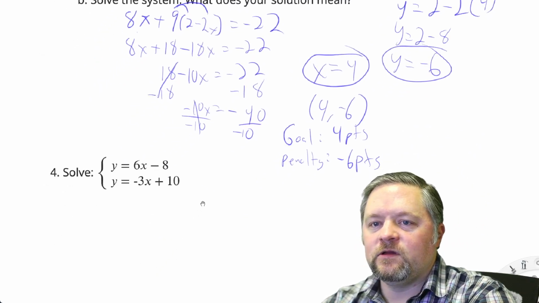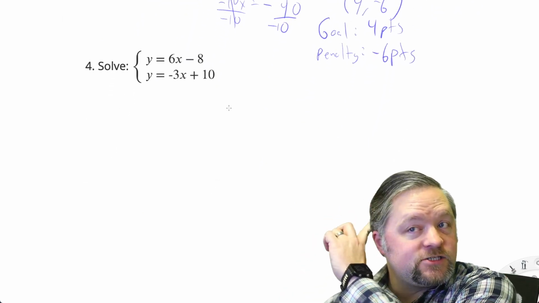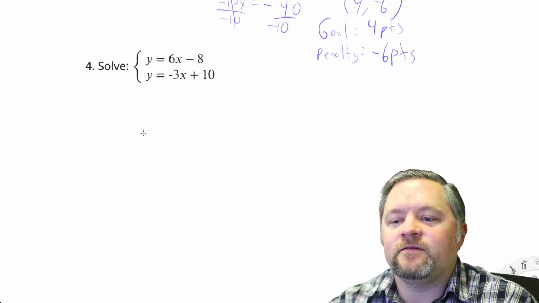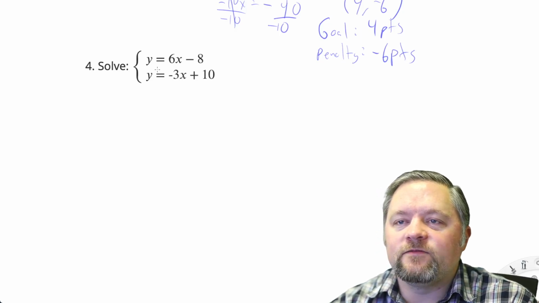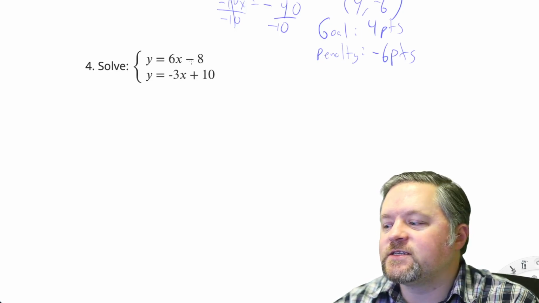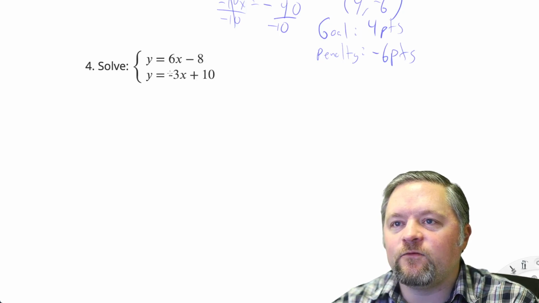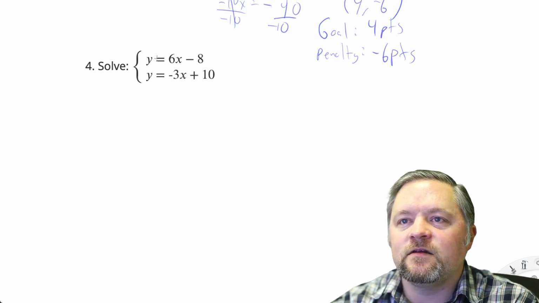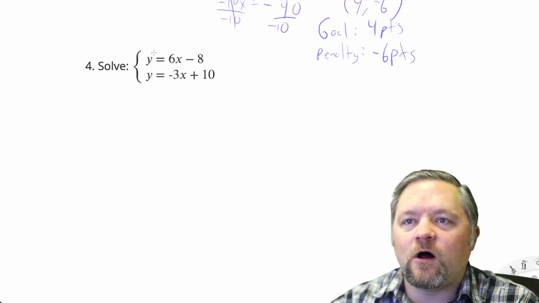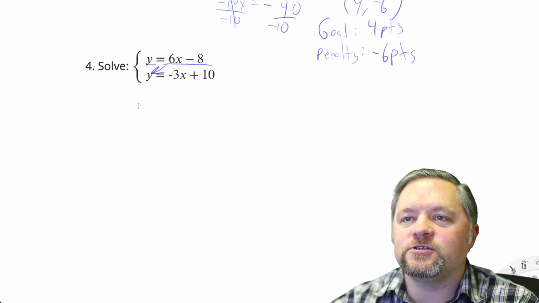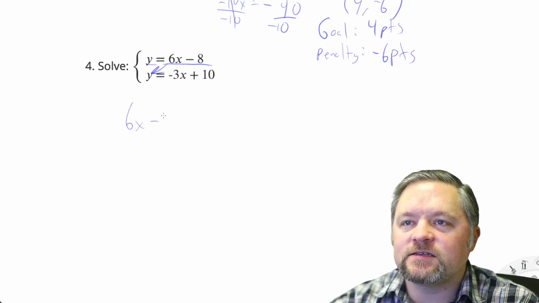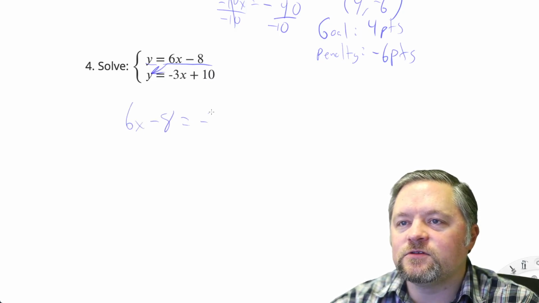Beautiful. What's next? Ooh, solving an equation. Haven't done that in a minute. We have a system of equations, y equals 6x subtract 8, and we have y equals negative 3x plus 10. Those are both solved for y. If y equals this stuff, I'm going to put that stuff in the y of the other equation. So 6x subtract 8 equals negative 3x plus 10.